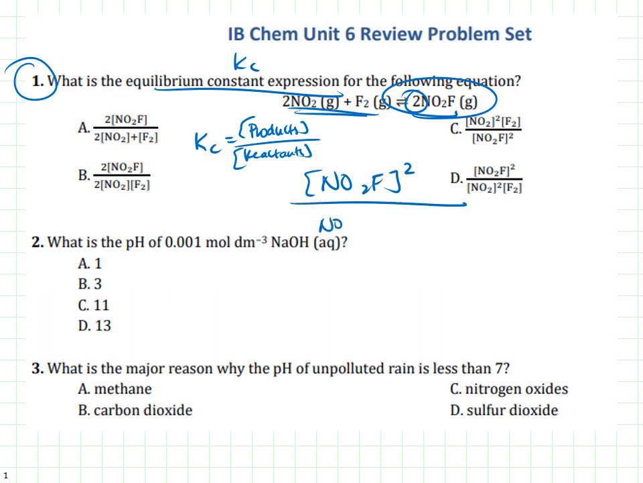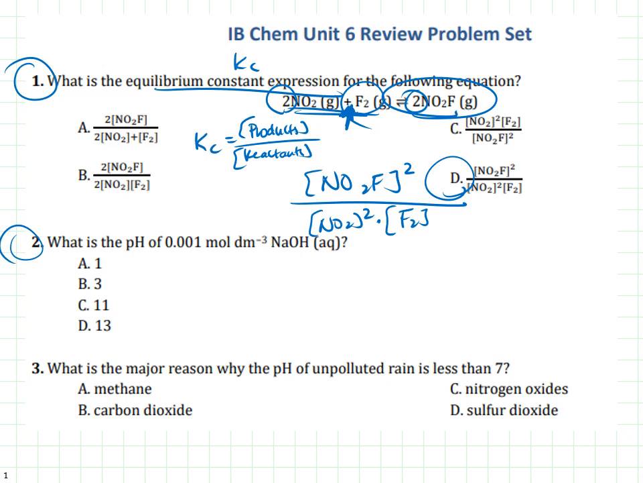We're going to put NO2 on the bottom. That 2 becomes an exponent, F2 also on the bottom. And we do not add, even though we have an adding sign here, it's a multiplication in our Kc, which means that our answer is going to be choice D.